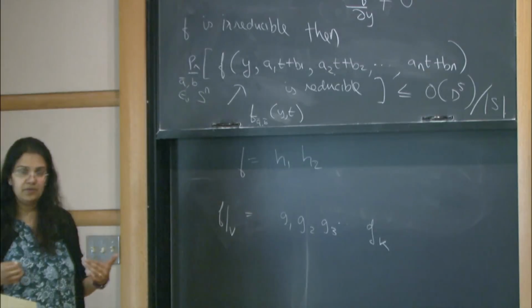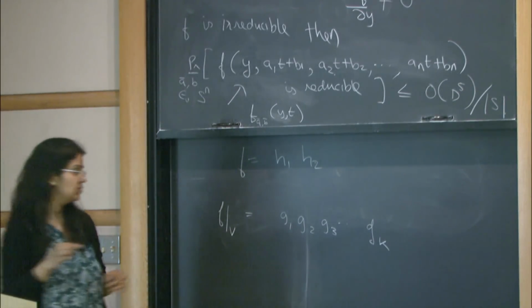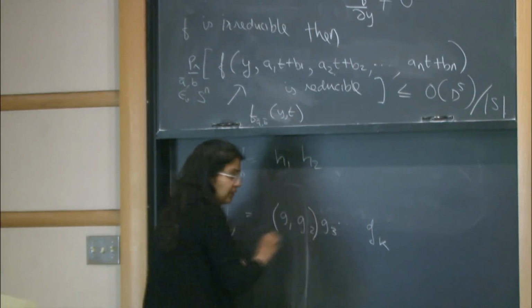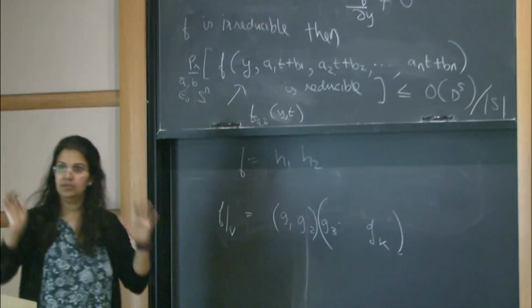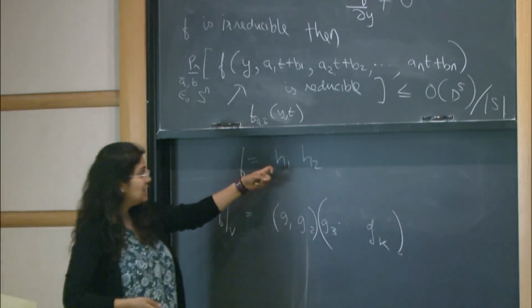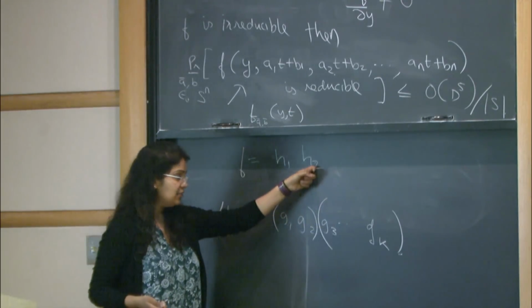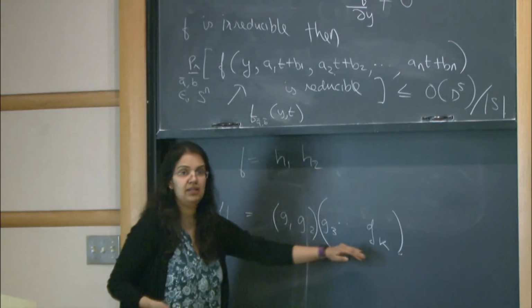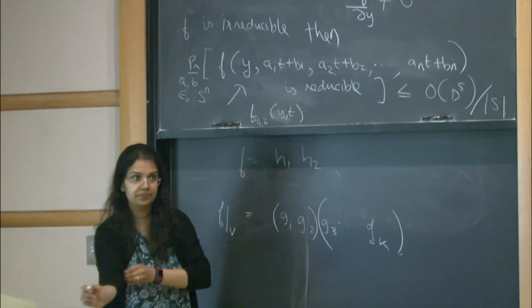Okay, because it might further subdivide. But I tell you, I also know the good grouping. So suppose I know that g1, g2 was one good group, and g3 to gk was the other good group. So I pretend I know the good grouping. So I know that h1 on projection is g1, g2, and h2 on projection is g3 up to gk. So I also know this.